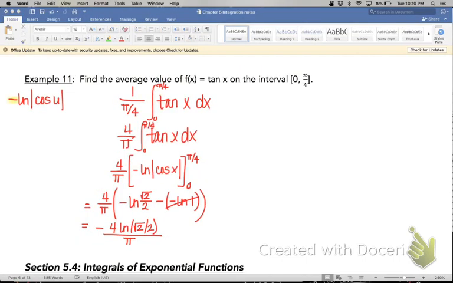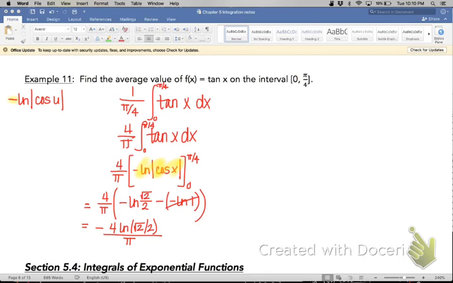So here is example 11, all worked out for you. Don't forget that for average value you multiply by 1 over the width of your interval. So from 0 to pi fourths, that's a distance of pi fourths. So 1 over pi fourths, which is 4 over pi, is what we multiply that integral by. Again, we're just using the rule here for the integral of the tangent of x. That's one of the rules that we had also derived. And so from there, it's just crunching out the numbers and evaluating stuff.